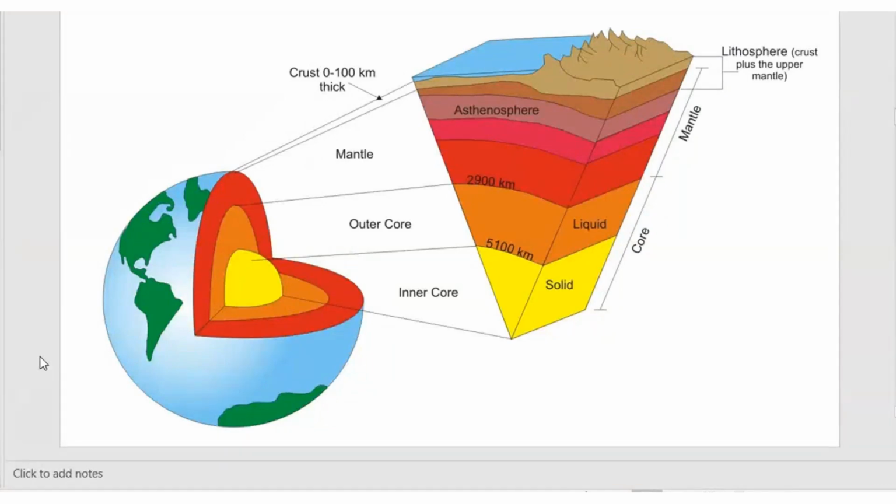So which is the highest point on the lithosphere on Earth? Come on, guys. Which is the highest point of the lithosphere? Himalaya, Mount Everest. Mount Everest is the highest point of the lithosphere on Earth.